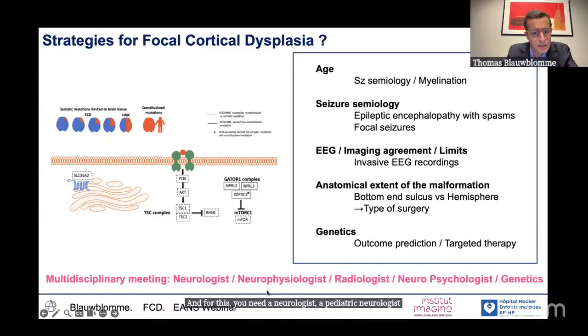Second thing you need is a neurophysiologist, someone who is able to locate and to do the association between surface EEG, seizure semiology, and the localization in the brain. A dedicated radiologist is also mandatory. You need to have someone dedicated to look at and do a second reading of the MRI. Neuropsychologist also, and genetics.